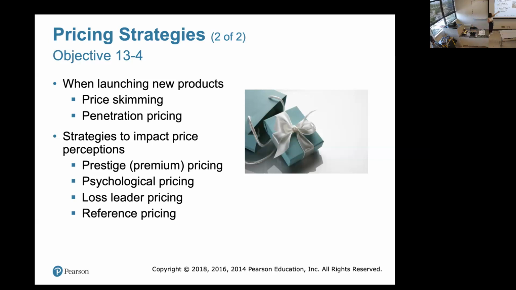Loss leader pricing. What is a loss leader? You sell a product where you're actually losing money, but it brings people in, right? Costco does that. Costco chicken. Yeah. Costco does that. Reference pricing. You look at other products and things like that, right?